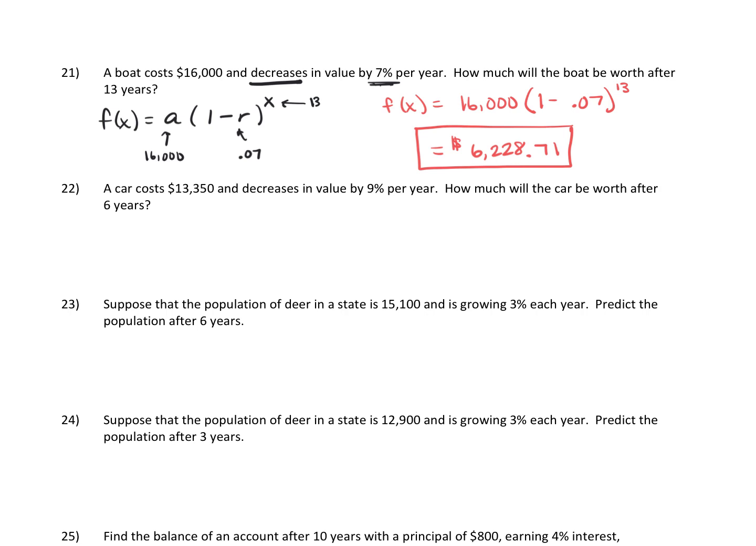All right, next example, number 22. A car costs $13,350 and decreases in value by 9% per year. How much will the car be worth after 6 years? So this is a very similar example. We're going to use this same formula up here because we are decreasing by a percent. This is exponential decay. Our starting amount is going to be 13,350.